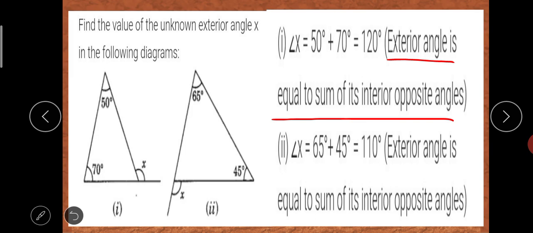So the interior angles given here are 50 degrees and 70 degrees. So we have to add 50 plus 70. What will we get?